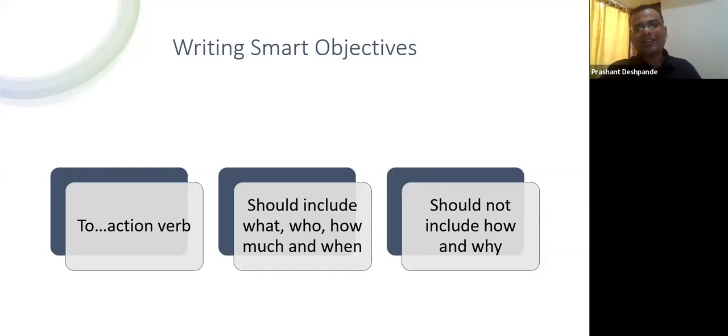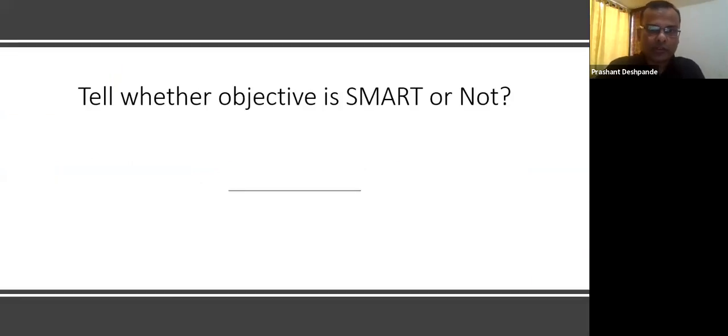But we are not writing how and why in the objective. So these are some norms of writing SMART objectives. Now there are some objectives which I would like to share with you, and you have to type in the chat box whether this objective is SMART or not.